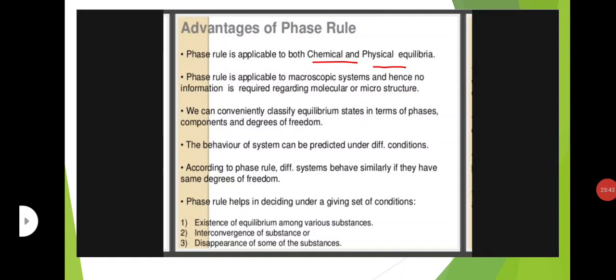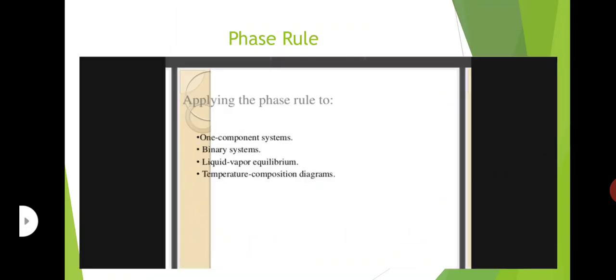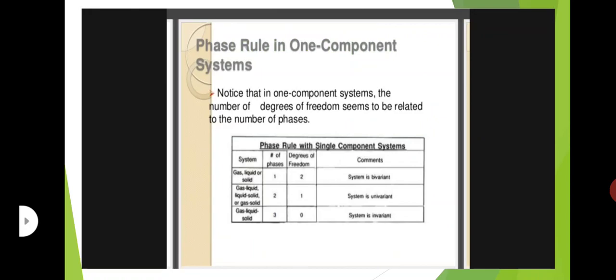Okay students, these are the applications of the phase rule. Once again we will discuss briefly. Phase rule in one component systems. Here the number of phases is 1, degrees of freedom is 2. The system is a bivariant system. For example, number of phases is 2, degrees of freedom is 1. The system is a univariant system. If the number of phases is 3, degrees of freedom is 0, then the system is an invariant system.